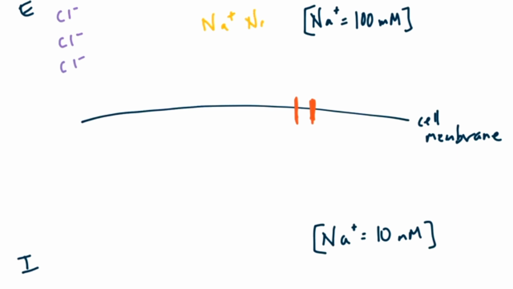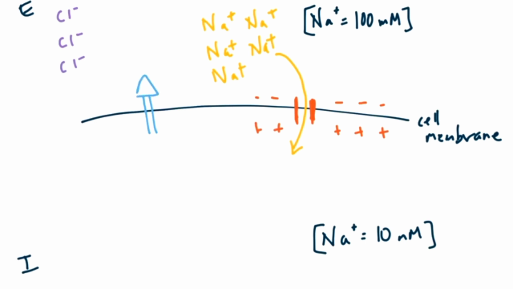So here I'll draw some sodium molecules. We'll show sodium leaving the extracellular space and entering the intracellular space. As this happens, the extracellular space begins to become more negatively charged because it's losing a positively charged sodium molecule. On the other hand, the intracellular space begins to become more positively charged because it's gaining a positively charged sodium molecule. The charge difference will create an electrical gradient, which I'll draw right here, that prevents the additional influx of sodium into the cell.